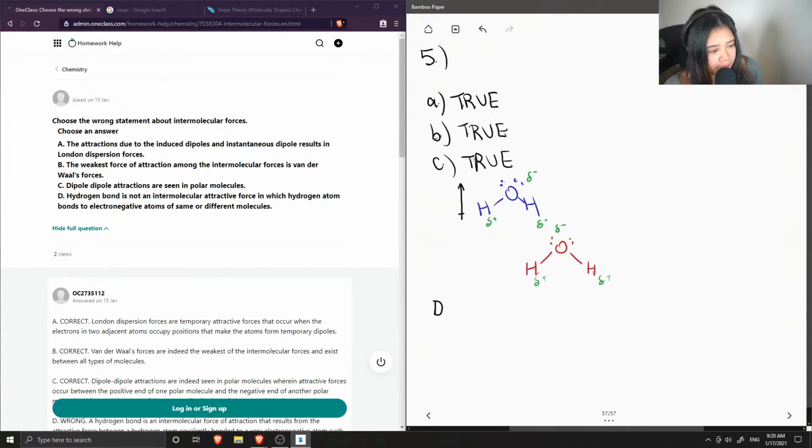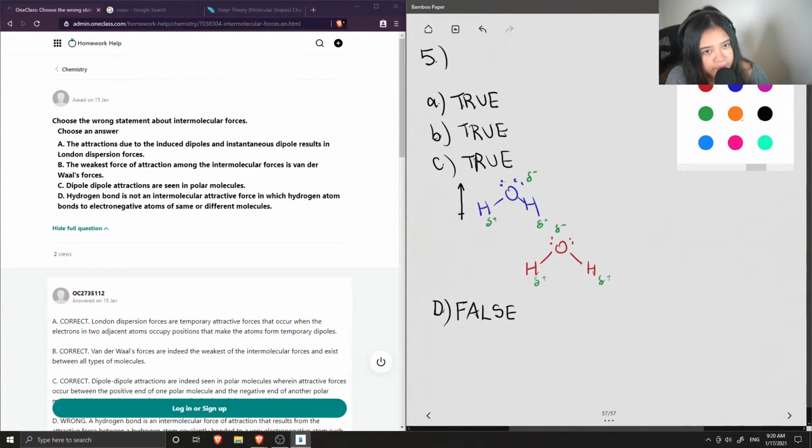So now let's look at D. Hydrogen bond is not an intermolecular force, attractive force, in which hydrogen atom bonds to electronegative atoms of same or different molecules. So this is our false answer. So hydrogen bond is an intermolecular attractive force.